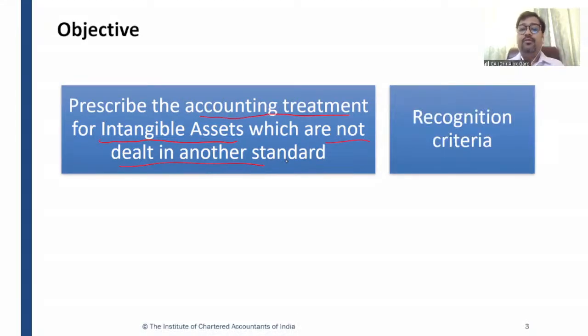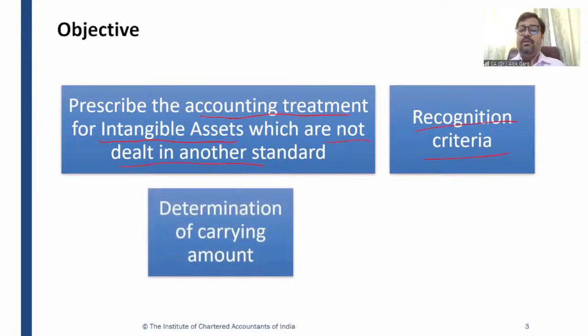Recognition criteria, of course, the standard also talks about recognition criteria, which is very important. This standard also talks about the determination of carrying amount, how carrying amount will be determined. When I say carrying amount, it means the amount at which the intangible asset has to be carried in the balance sheet, right? So what could be the carrying amount? Your cost minus accumulated amortization minus accumulated impairment. So friends, I'll use the word amortization here.